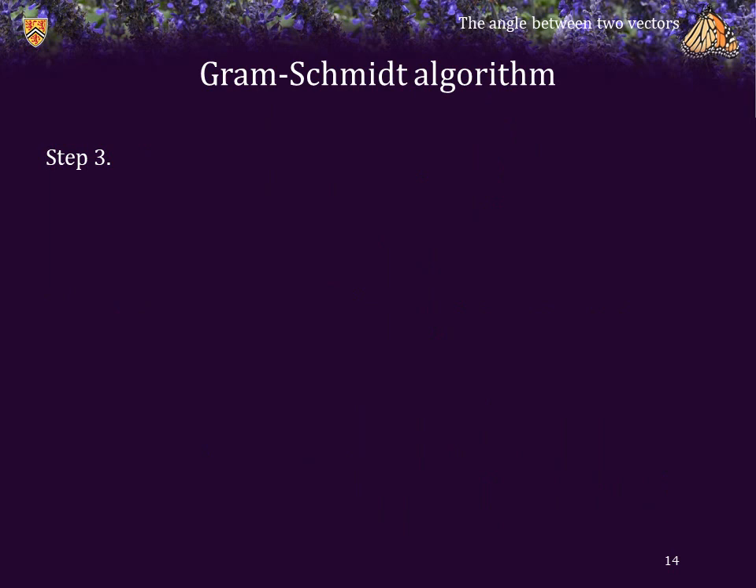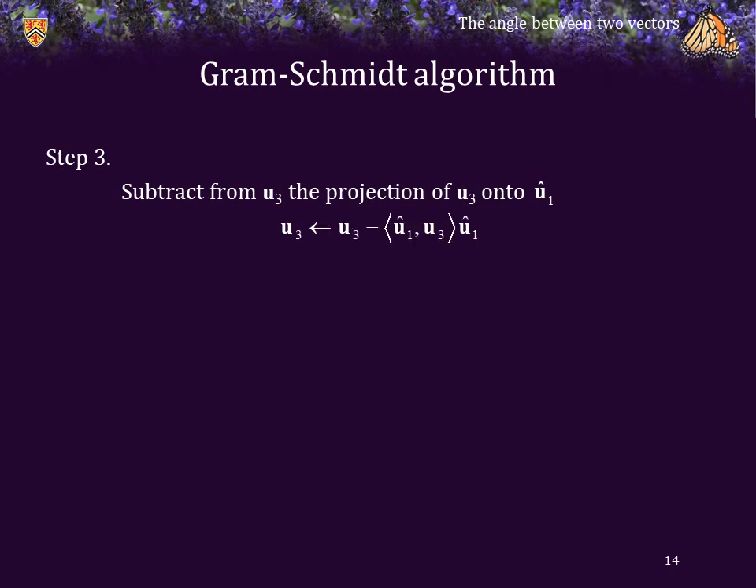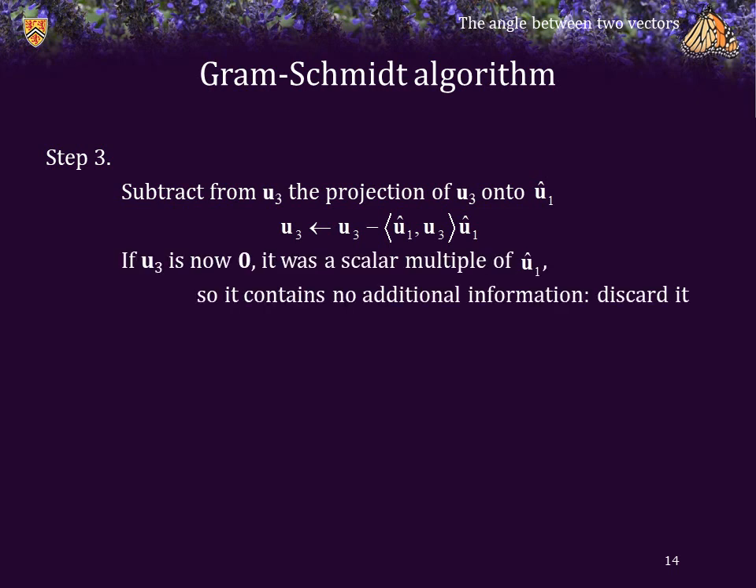Now, returning to the Gram-Schmidt process, suppose we had a third vector in this collection, u3. Well, in that case, subtract from u3 the projection of u3 onto u1. That is, u3 is now assigned the original value of u3 minus the projection of it onto u1 cap. Now, if u3 is 0, then it was simply a scalar multiple of u1, so it contains no new information about u1. So discard it.